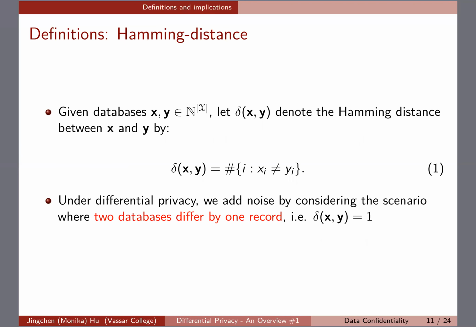All right, the next definition is hailing distance.